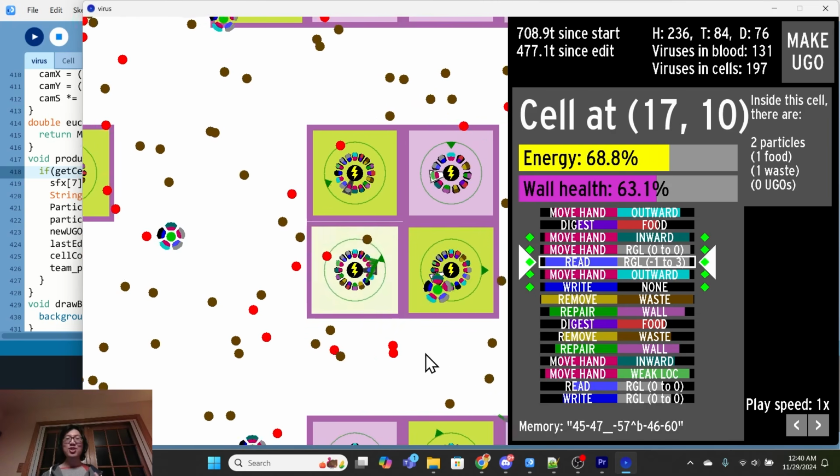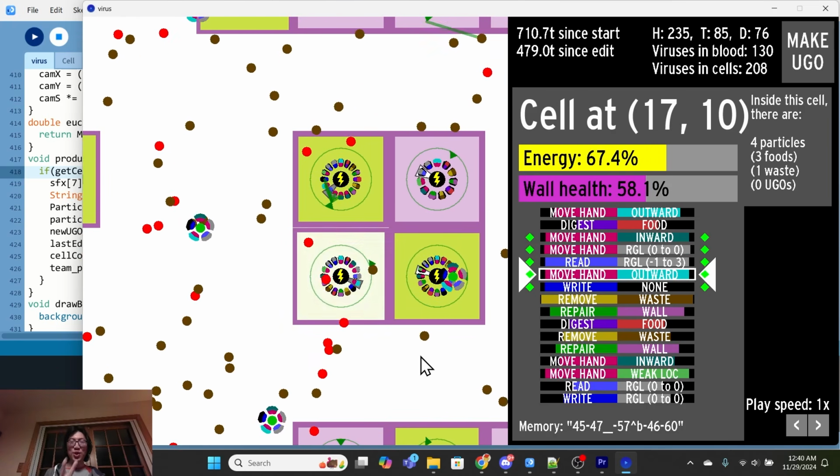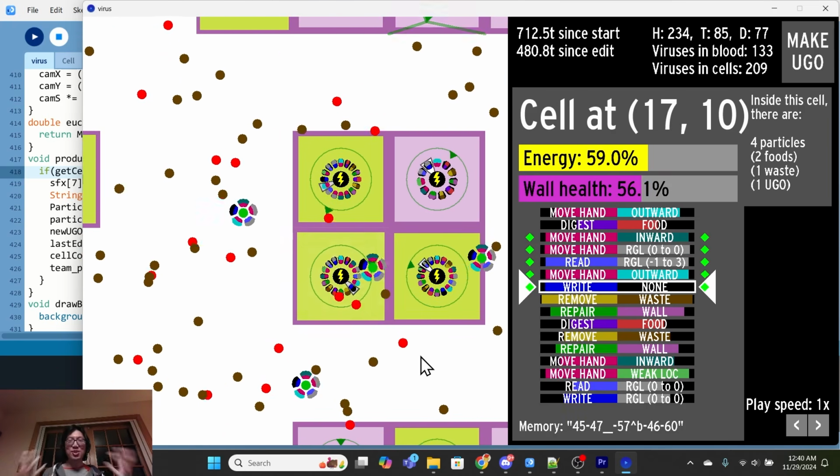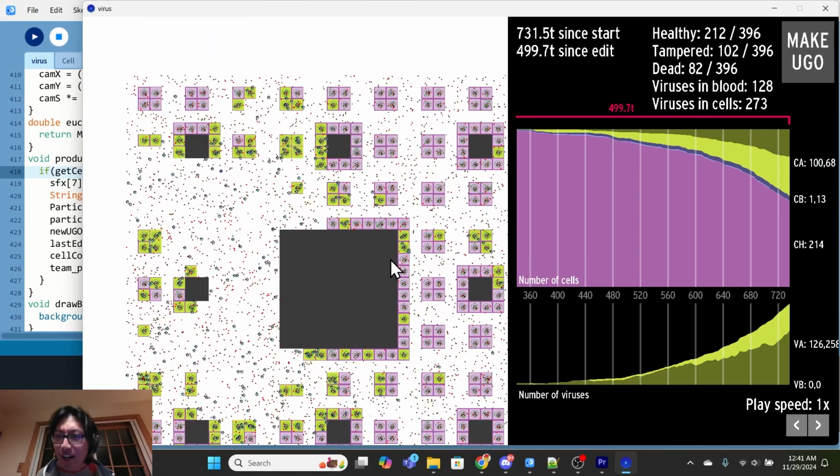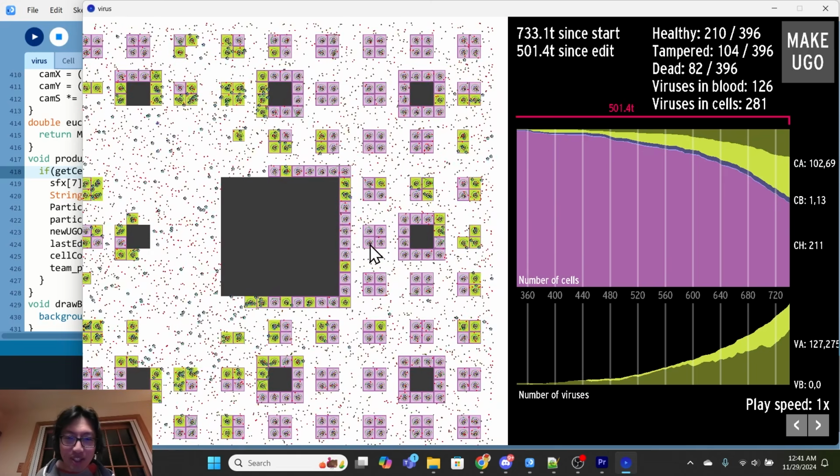And so this will actually result in the virus being twice as virulent, like producing twice as many virus particles. The thing is, the virus can never really plan that. Where is the blue virus? I can't even find it.